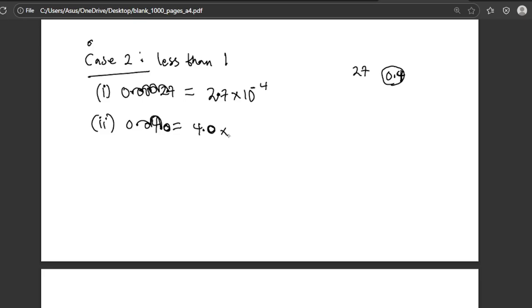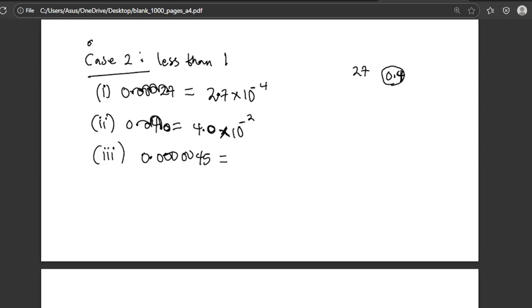Then times 10 to the power minus. Why is it minus? The original number 0.04 is less than 1. So what's the number that will be the power there? It's 2, because I moved the decimal point just twice. I have 4.0 times 10 to the power minus 2. In the third one is 0.0000045.